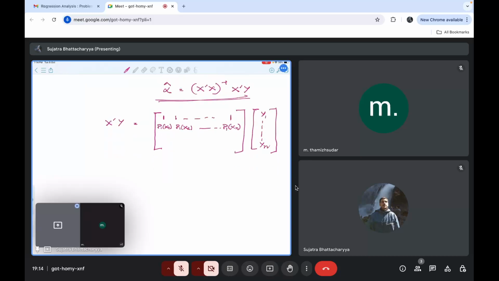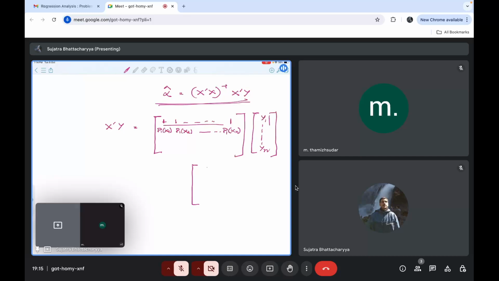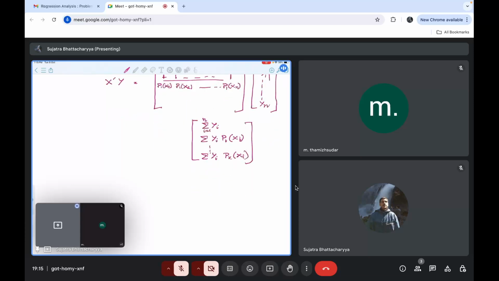So what will it be? X prime Y will be the first term, this multiplied by this. So it will be nothing but summation of yi, i equal to 1 to n. Right? The next term will be summation of yi into p1 xi, and so on. Finally, it will be yi into pk xi. Right? This will be X prime Y.